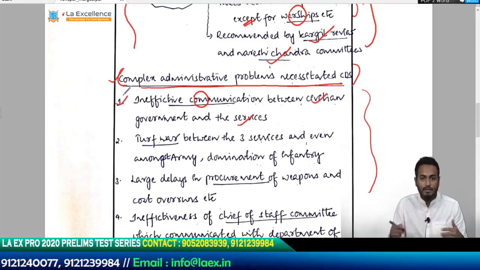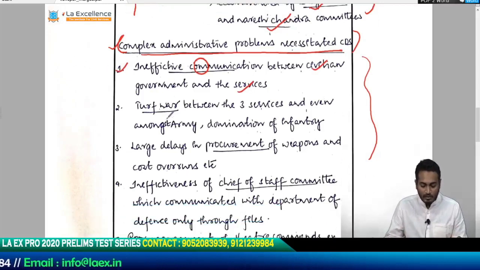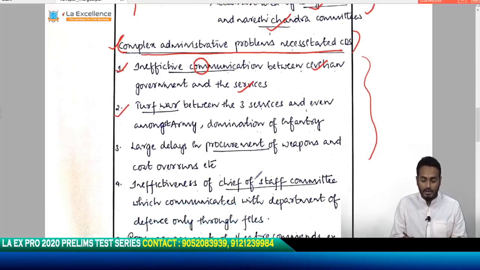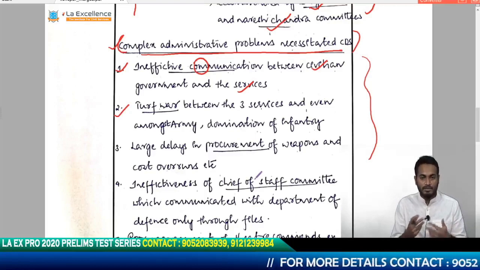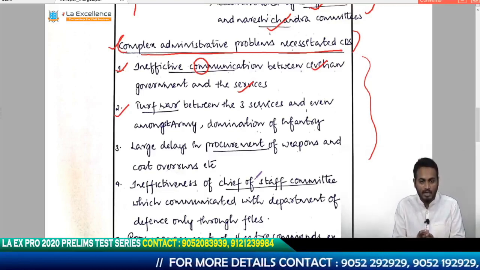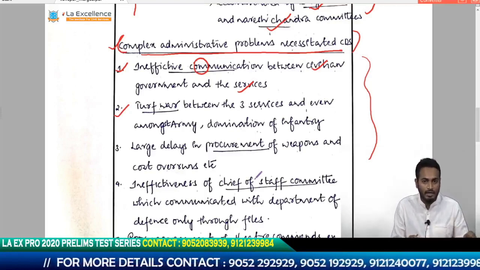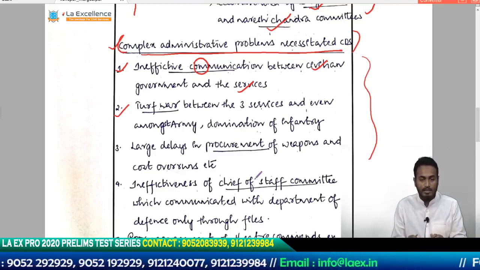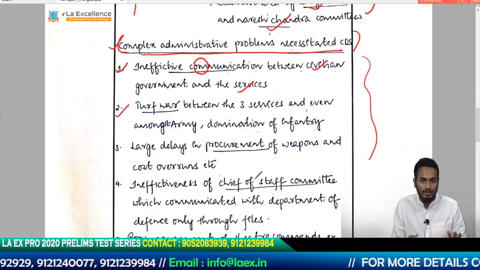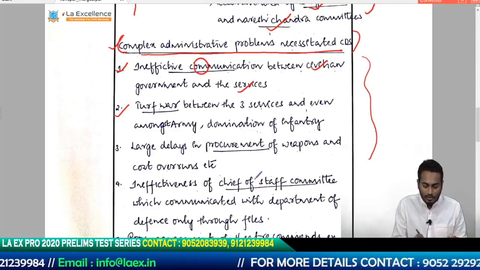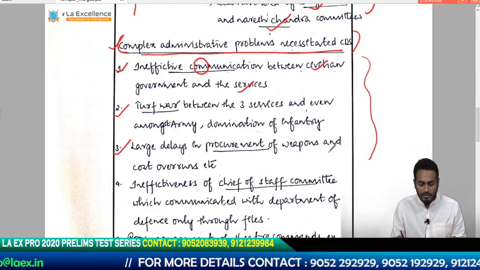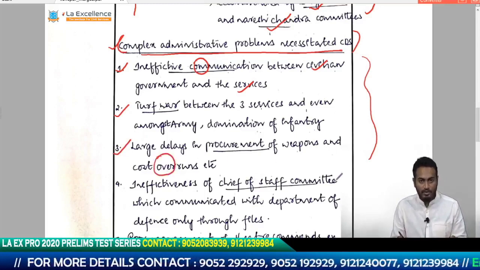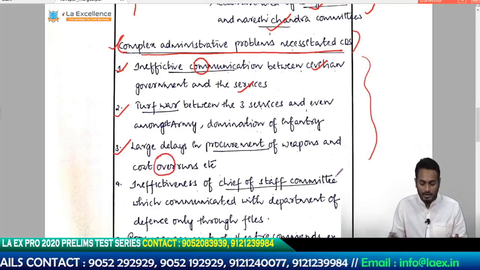This is one reason why we have to have CDS. Also, you have turf war between the three services, and even within the army there is domination of infantry. There are problems with the services, there is turf war between these three services, and even if you take one of these services, that is the army, inside army itself there are certain problems as pointed out by this answer, like there is domination of infantry and so on. Okay, so there are large delays in procurement of weapons and there are cost overruns, etc. So this is another administrative problem.